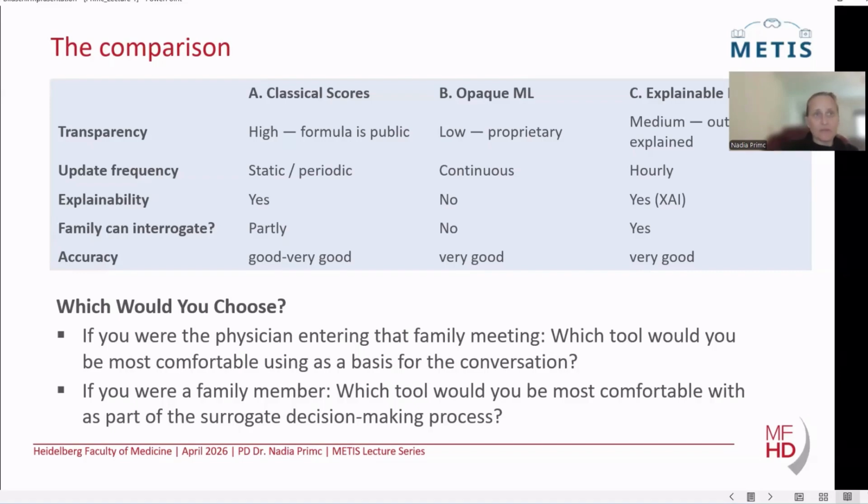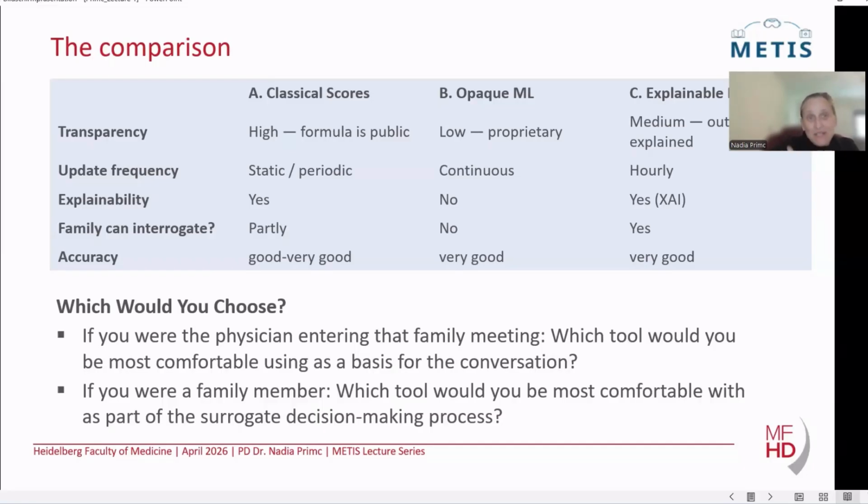And here are the results. As you can see, most of you voted for scenario 3. No one voted for scenario A, and only a few voted for scenario B, so the second one with the opaque model.